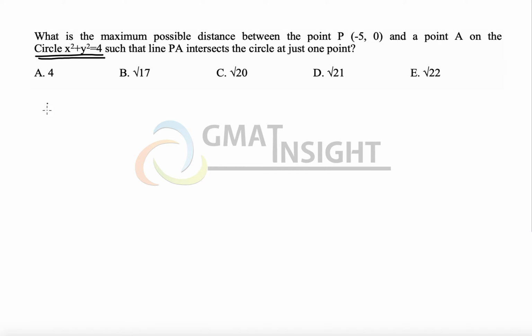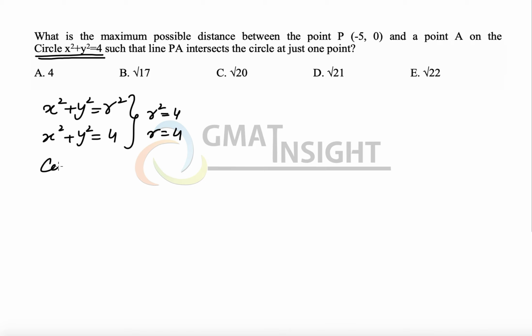at origin, because with center at origin the equation of a circle is represented as x² + y² = r². And when we compare the given equation, which is x² + y² = 4, with it, we understand that r² is equal to 4. That means the radius is 4 and the center of the circle is at (0, 0), that is origin.